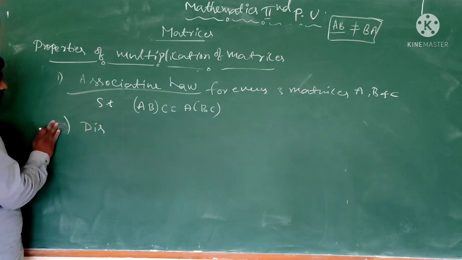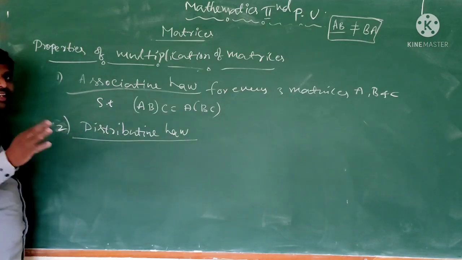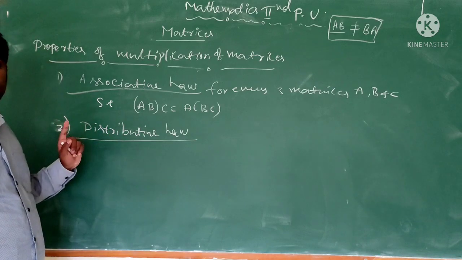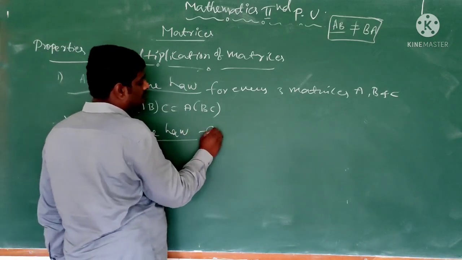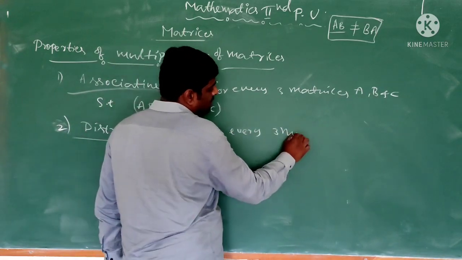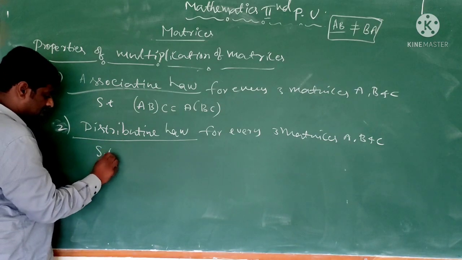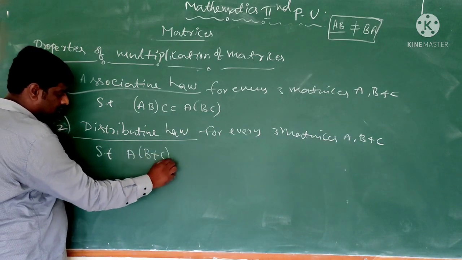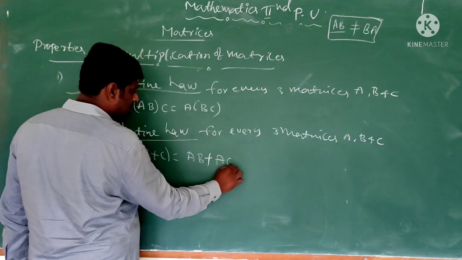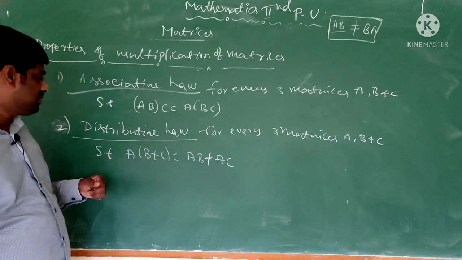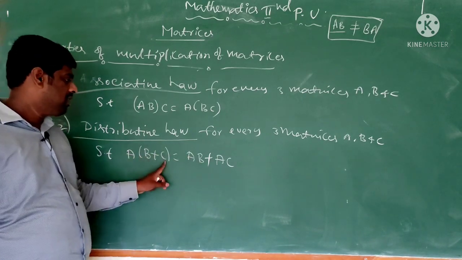Next one is distributive law. Okay, under multiplication only three laws are there. One is associative law, another one is distributive law, and another one is multiplicative identity. Okay, distributive law: for every three matrices A comma B and C, such that A of B plus C is equal to A into B, AB, plus A into C, AC.